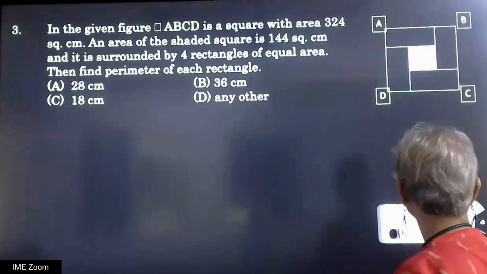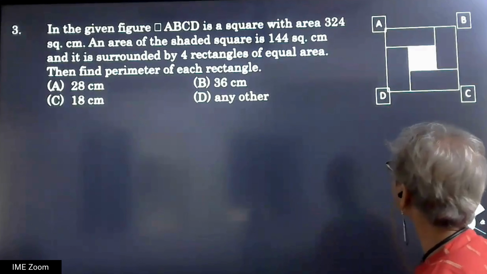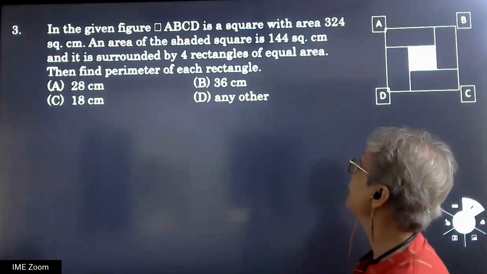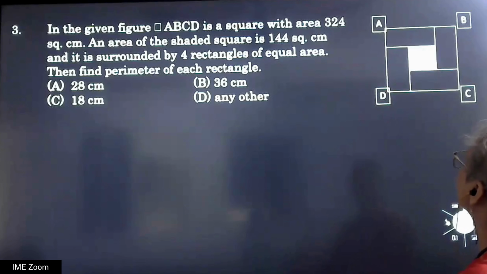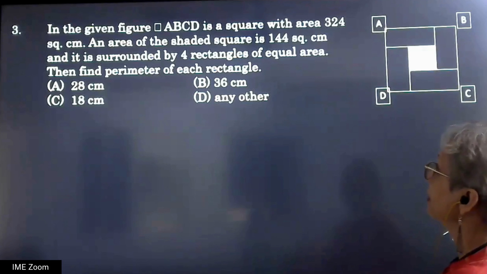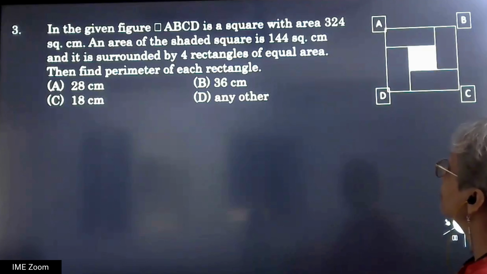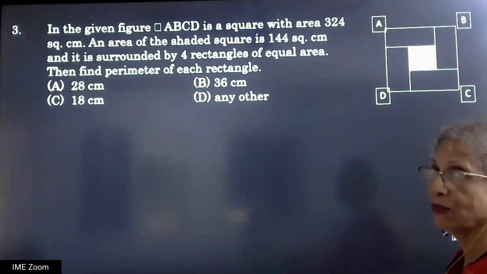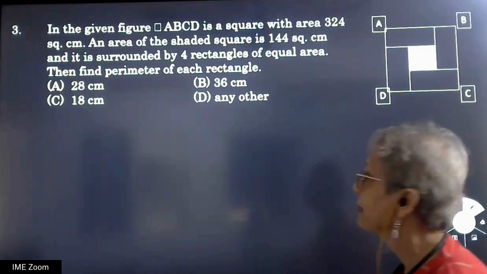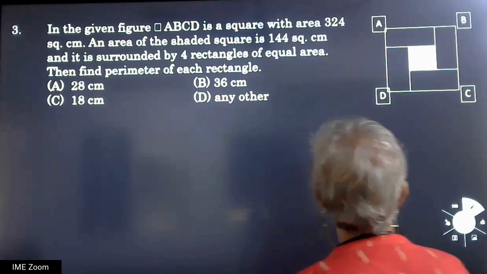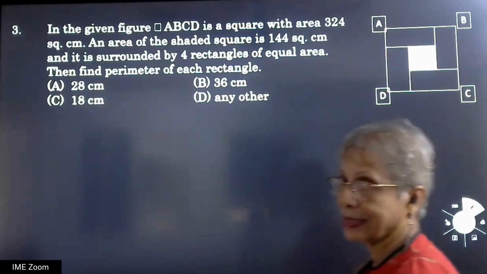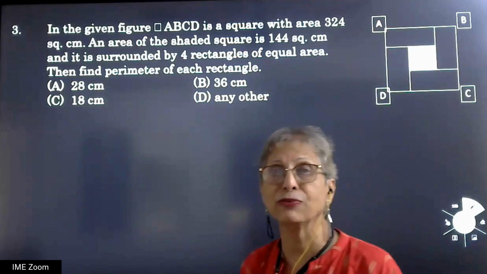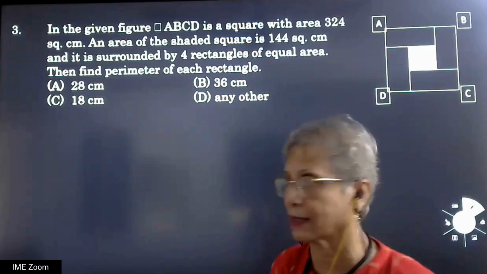Again, it is like that. In the given figure, ABCD is a square with area 324 square centimeters, and the area of the shaded square is 144. It is surrounded by 4 rectangles of equal area. Find the perimeter of each rectangle. We have to find the perimeter of the rectangle. Each rectangle means we have to find the length and breadth of each rectangle.